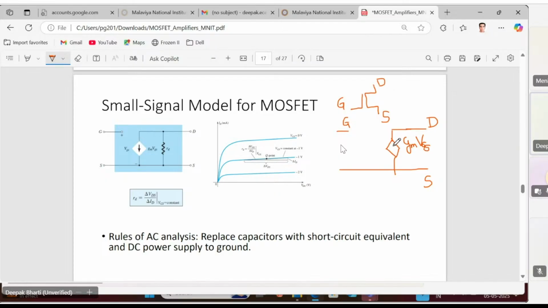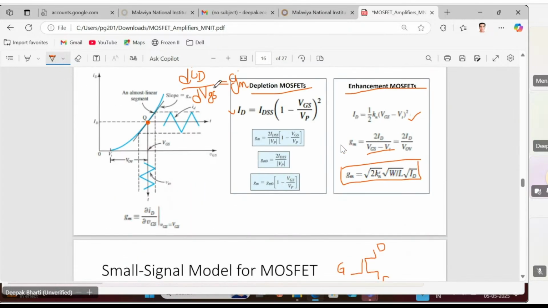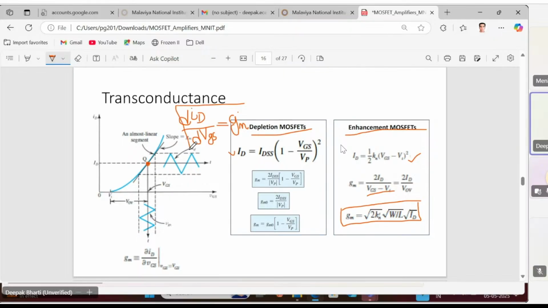GM VGS. And what is the direction? Say drain to source. Now how is ID GM VGS? This you can get from here. See, what was the expression we had used to define the GM? GM was the slope of ID versus VGS, or dID by dVGS, that was equal to GM. So what is ID from here? Roughly that is GM VGS.